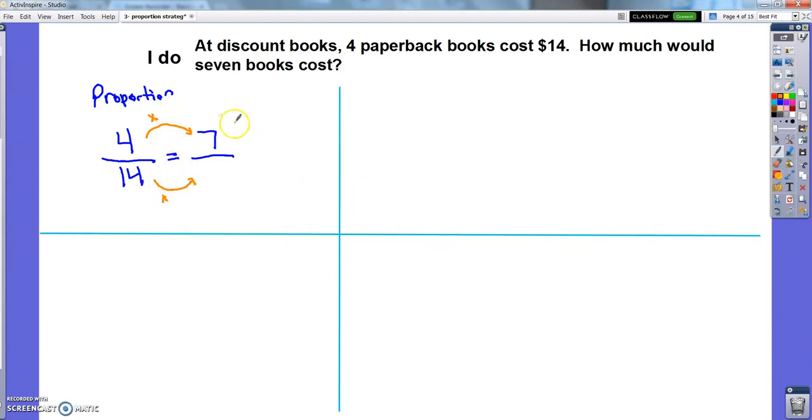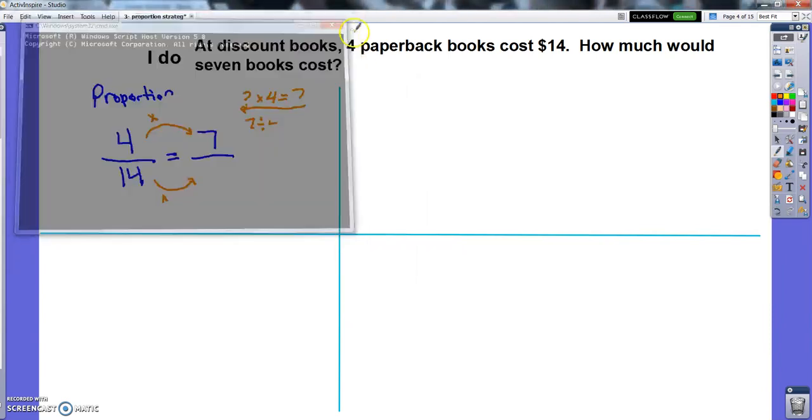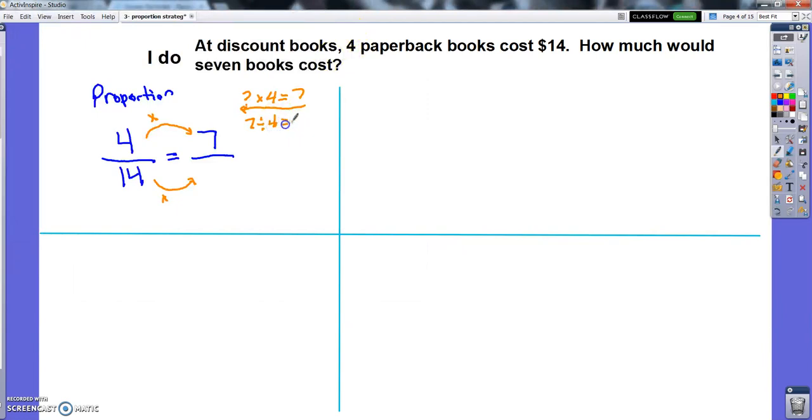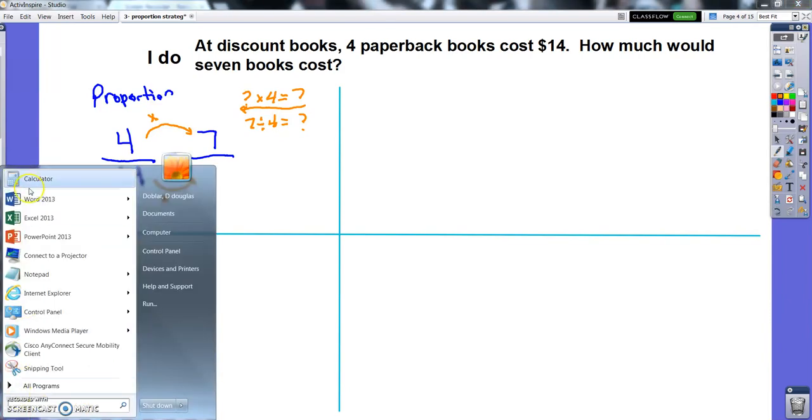So to use my strategy, what I'm really asking myself is, what number times 4 equals 7? And so I can reverse that, and say, well, the reverse of that is 7 divided by 4. 7 divided by 4 is what number? That's going to give me that question mark. The inverse of multiplying is dividing. So I can figure out what this is if I do 7 divided by 4. So let me pull up my calculator for that.